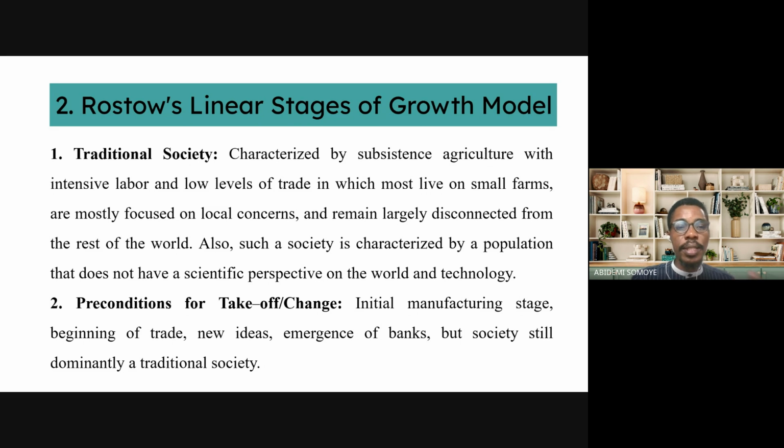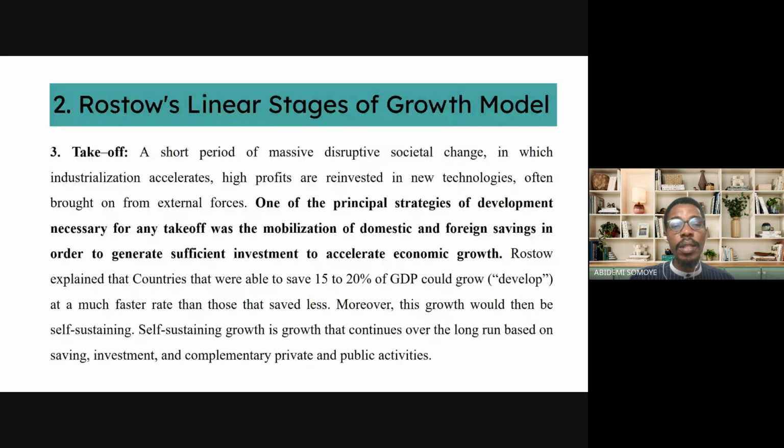So number three, takeoff. It's a short period of massive disruptive societal change in which industrialization accelerates, high profits are reinvested in new technologies, often brought in from external forces. So the massive disruptive social change could be things related to maybe technological shocks.